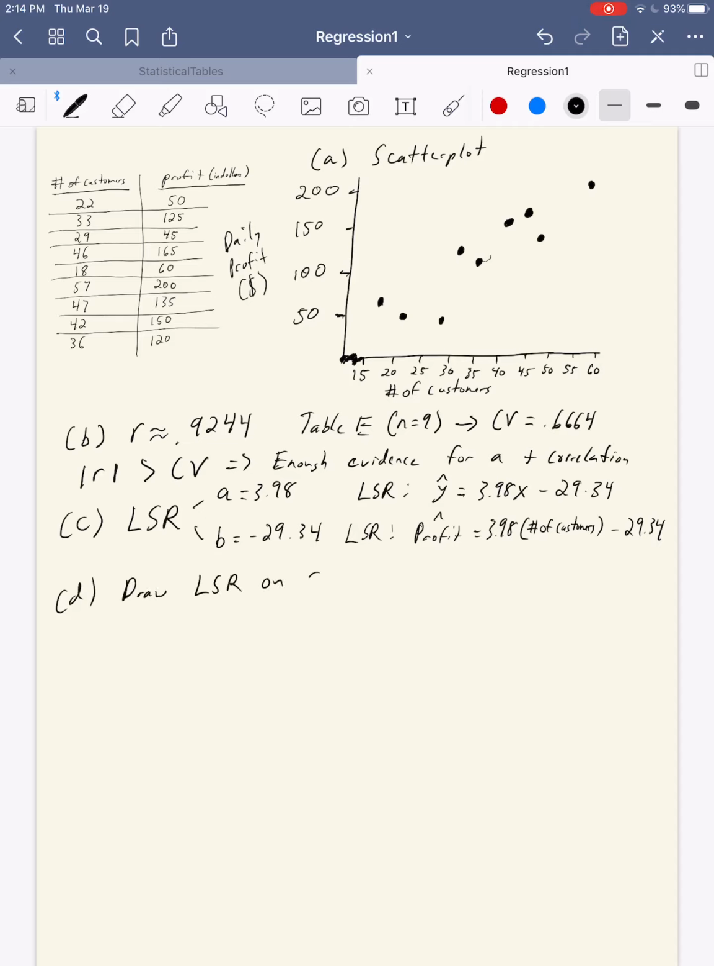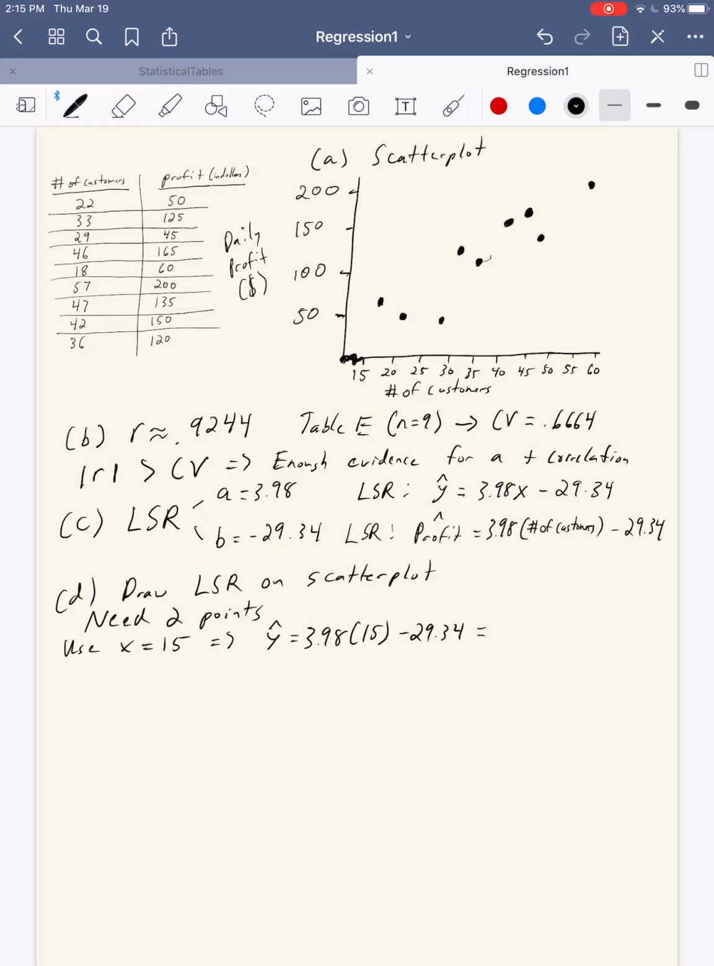Now we did want to go ahead and draw the LSR on a scatter plot. So we will need 2 values again. So we need 2 points. Again, you can choose any x values that you like. So you can choose somewhere at the low end like 15 or 20 and somewhere at the high end like 55 and 60 and see what values you get there. So let's just go ahead and use x equals 15. Right, and then we will get that our predicted y value is 3.98 times 15 minus 29.34.